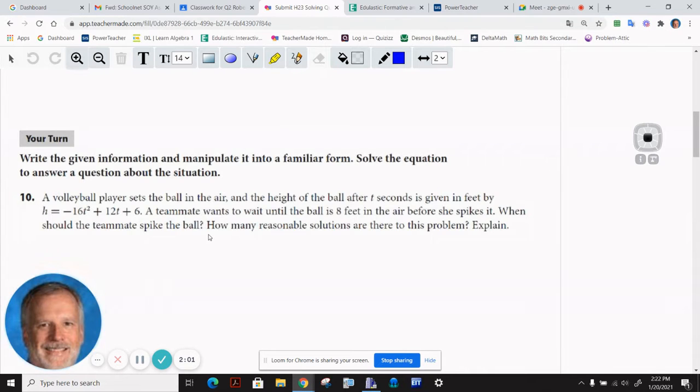Well, first of all, the first thing I want to do is write down the formula, which I've done already. And I'm also going to write down what T represents and even what H represents. But what I really want to know is, what is it asking me to find out? And here it is. It says, when should the teammate spike the ball? So the question is, when should the ball be spiked? Now, we want to spike it at 8 feet.